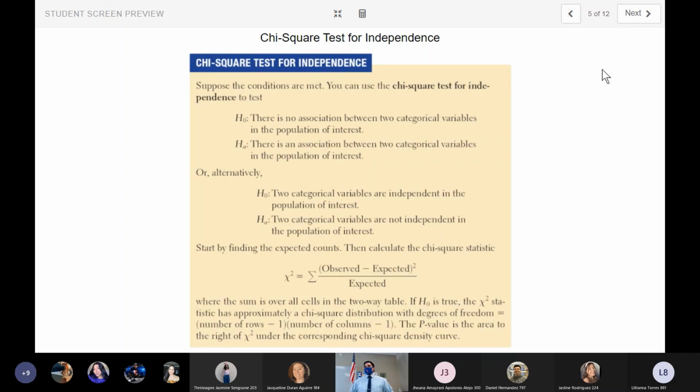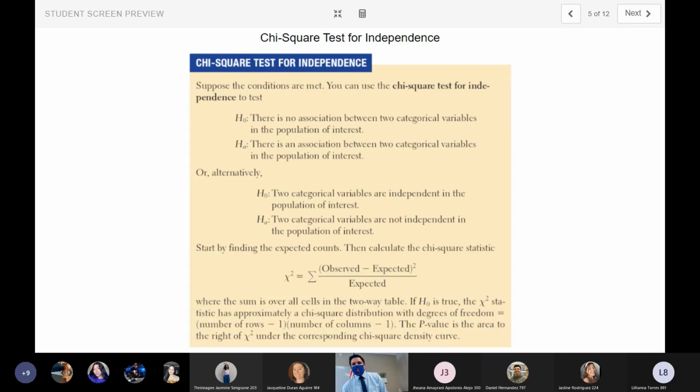Or we can write them as the null hypothesis is that two categorical variables are independent, meaning one has no influence over the other, in the population of interest, versus the alternative that two categorical variables are not independent, meaning knowing one thing influences the other. And we do these same exact calculations and steps as we did for the other test. So that is section 11.2 in a nutshell.